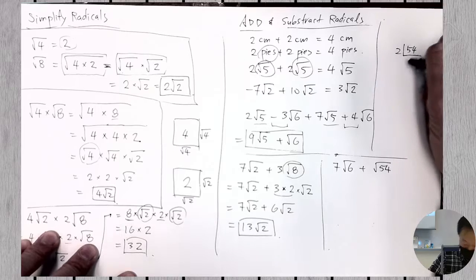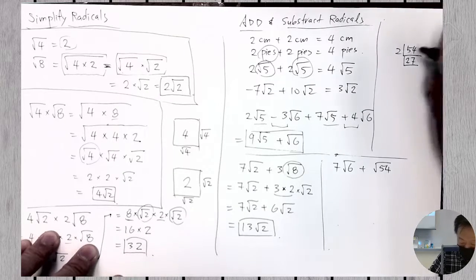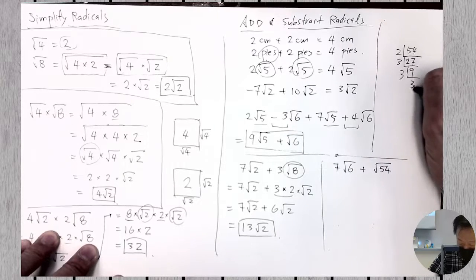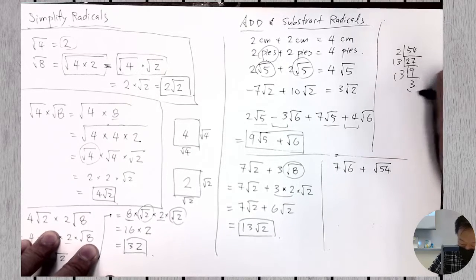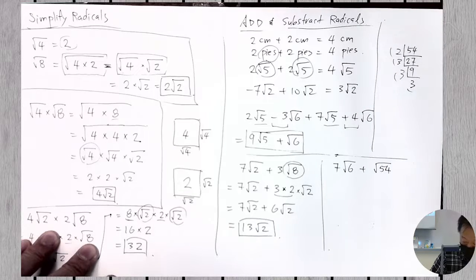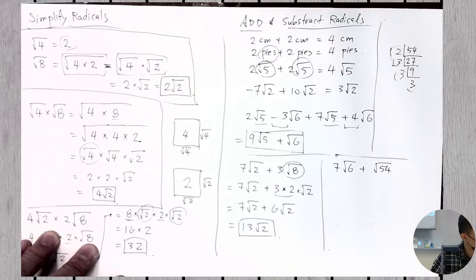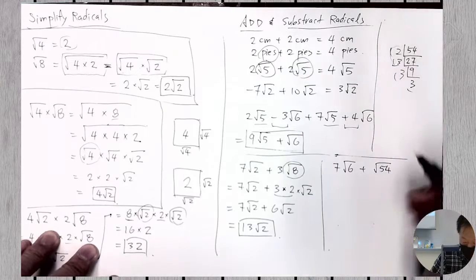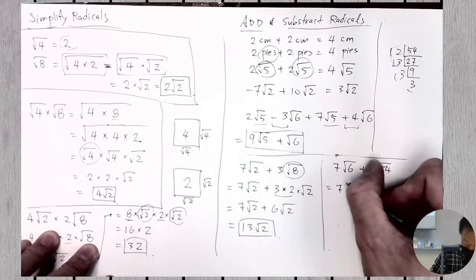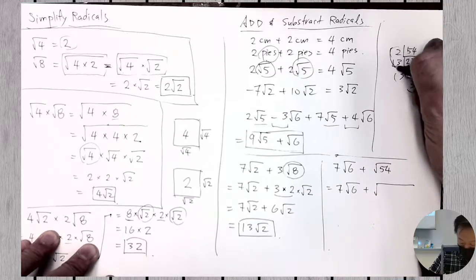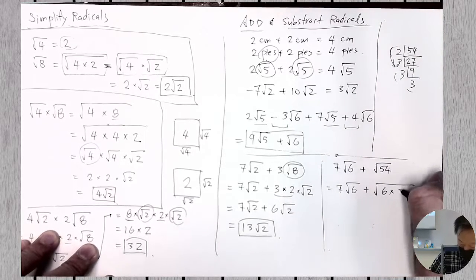Divide by 2, give us 27. I can't use 2 anymore. Divide by 3, give me 9. 9 divided by 3, give me 3. That's all its Lego pieces. 2, 3, 3, 3. Now notice that 2 and 3 give me 6, right? So I'm going to write this as 6, 3, 3. 7 square root 6 plus square root of 6 times 3 times 3.